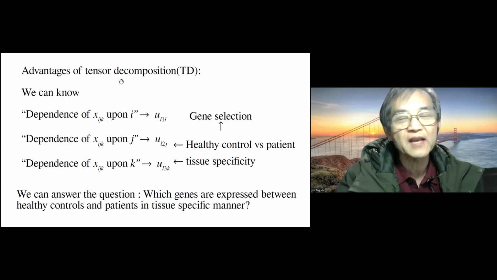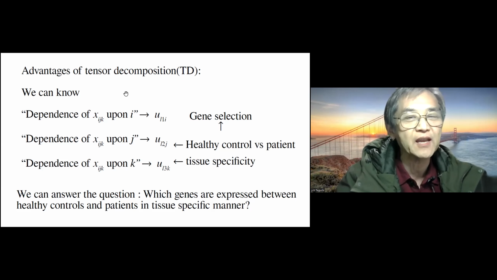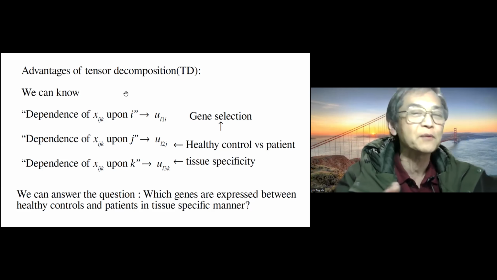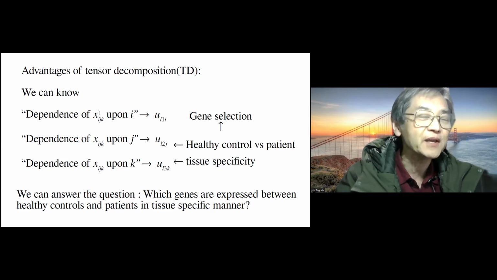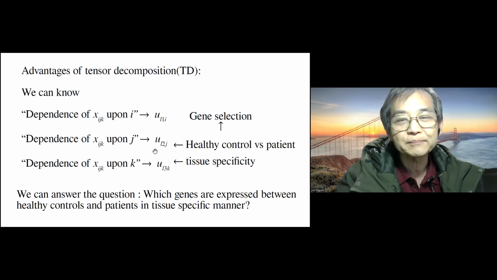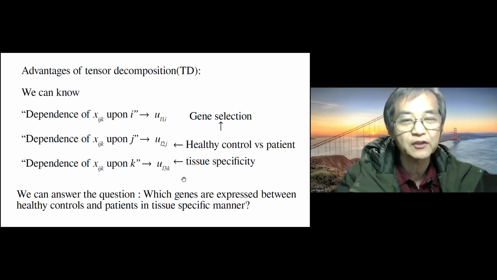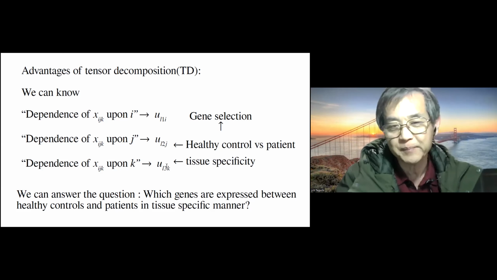The advantage of this tensor decomposition is as follows. Now we expand the x_ijk into a vector of i, a vector of j, and a vector of k. We can easily interpret the meaning. For example, if we don't know which tissue is important, for example, which gene is expressed only in one tissue, and which tissue it is, then we can simply check this vector because this vector represents tissue dependence.